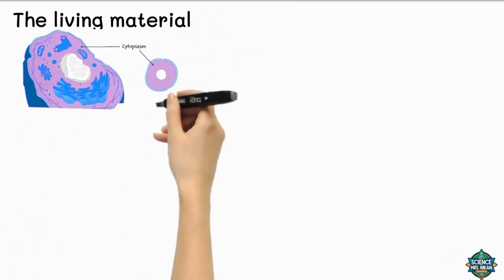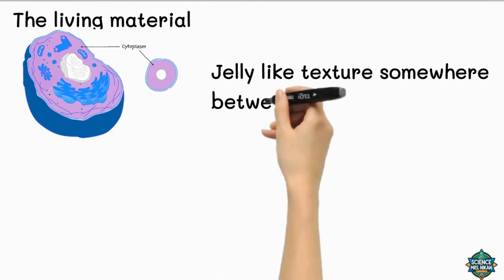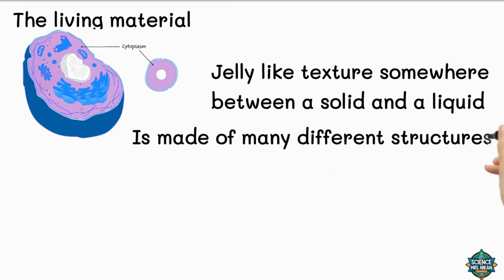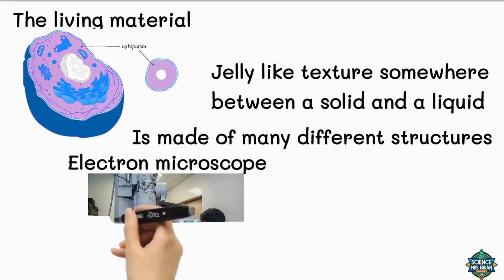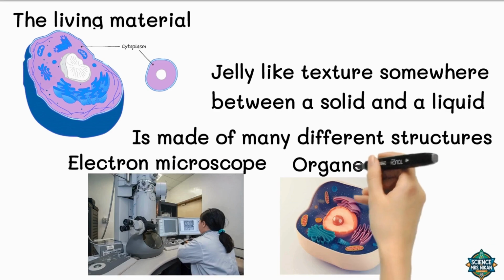The living material that makes up a cell is called cytoplasm. It has a texture rather like sloppy jelly, in other words, somewhere between a solid and a liquid. It's a complex material made of many different structures. An electron microscope has a much higher magnification and can show the details of these structures, which are called organelles.